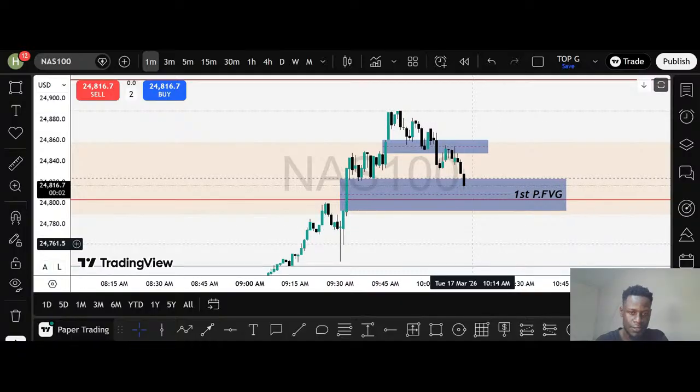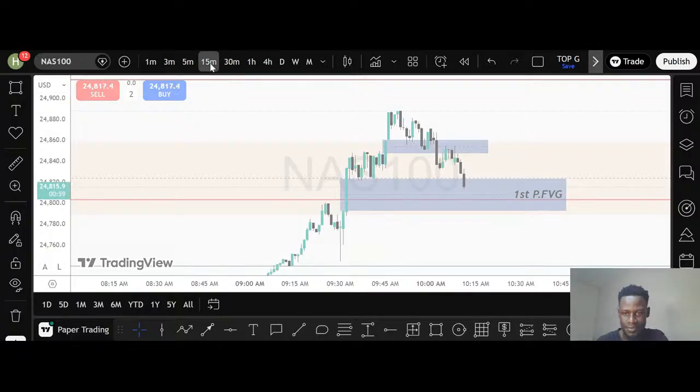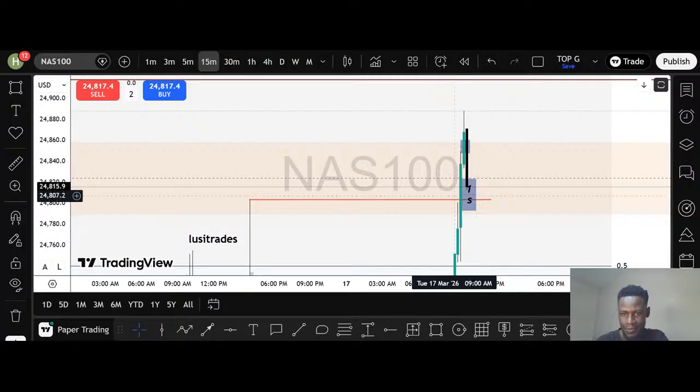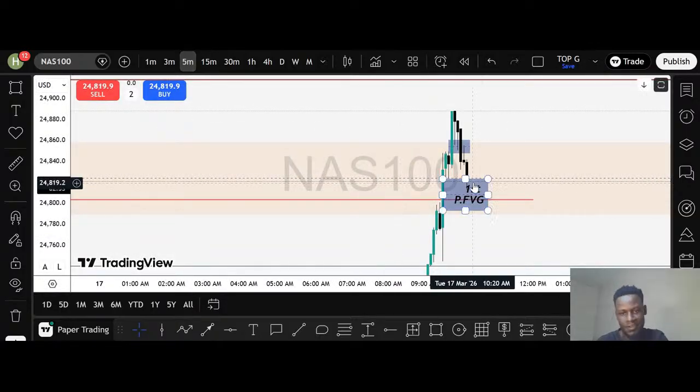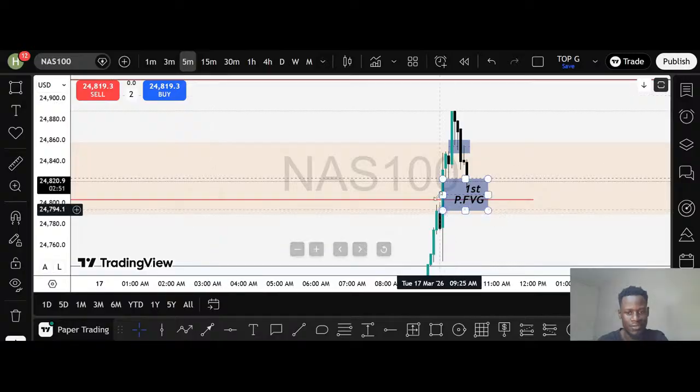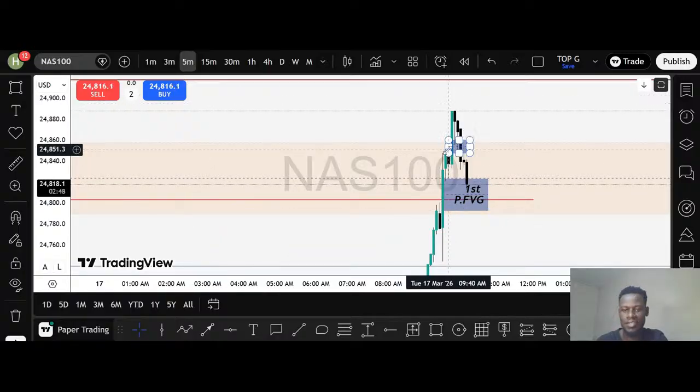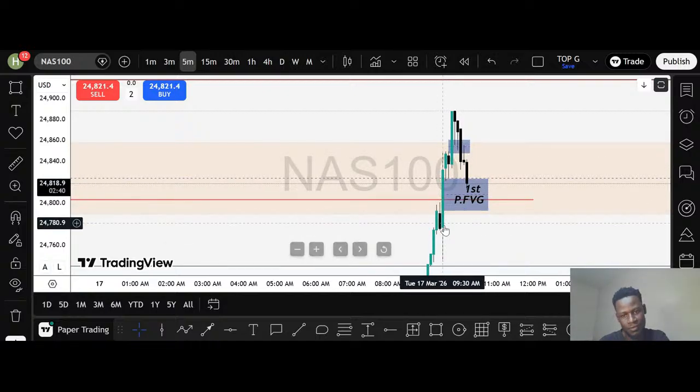So now in here, there's the elephant of it. 15 minutes, you're having that. We're also having a first presented fair value gap. Okay, 5 minutes, you're also having that. So on the 5 minutes, we've really violated this BC, this order block, and also we're having these two levels here. This fair value gap, this order block.